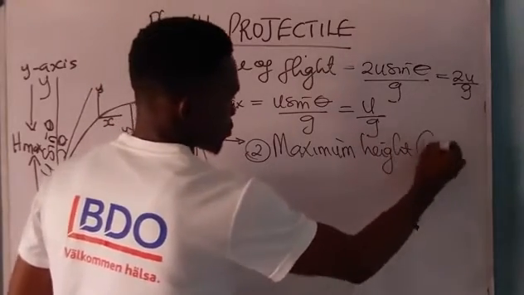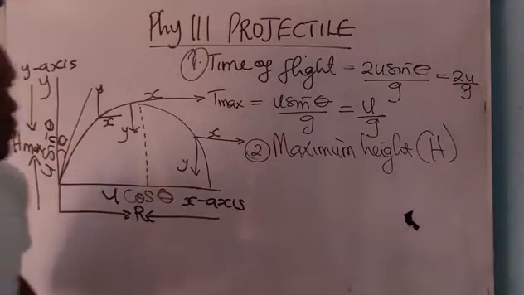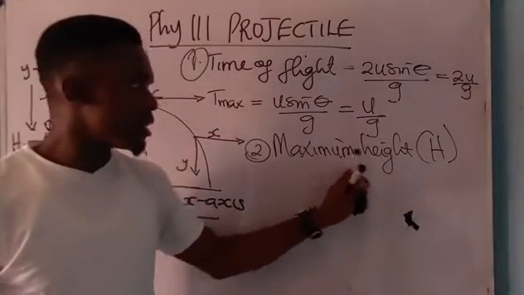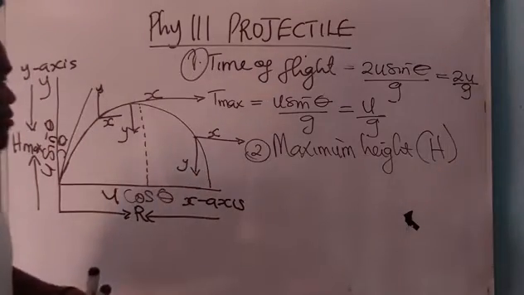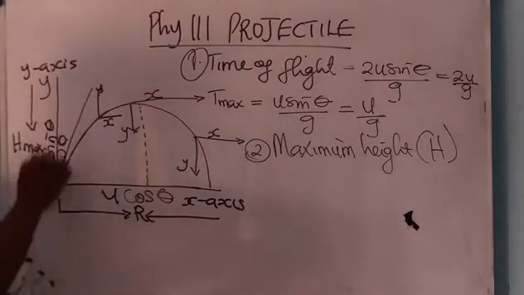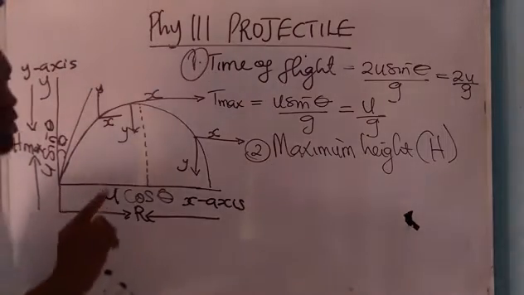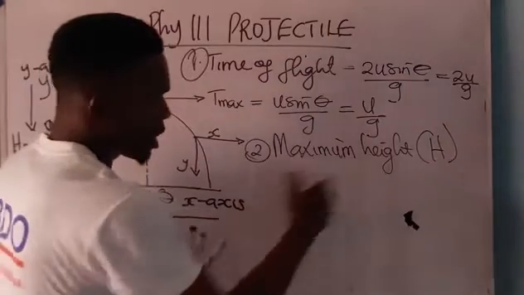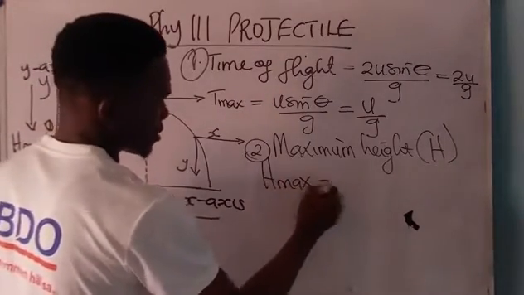And it is denoted as what? Capital letter H. Now, what is a maximum height? The maximum height of a projectile means the vertical distance the projectile covers, right? The vertical distance a projectile covers is called the maximum height, and it's given as H max, that's maximum height.